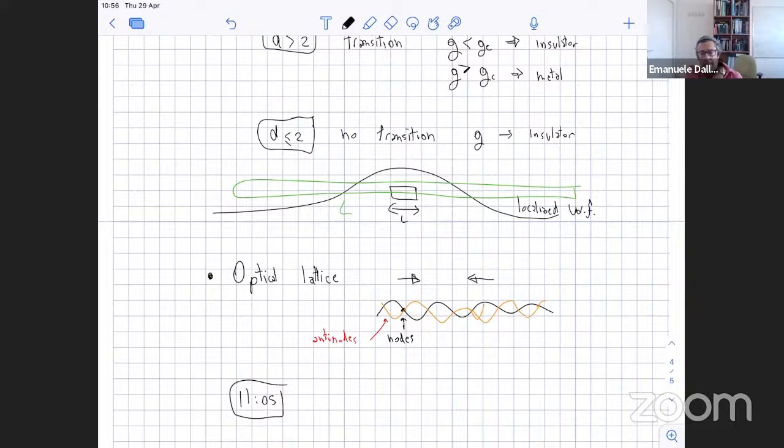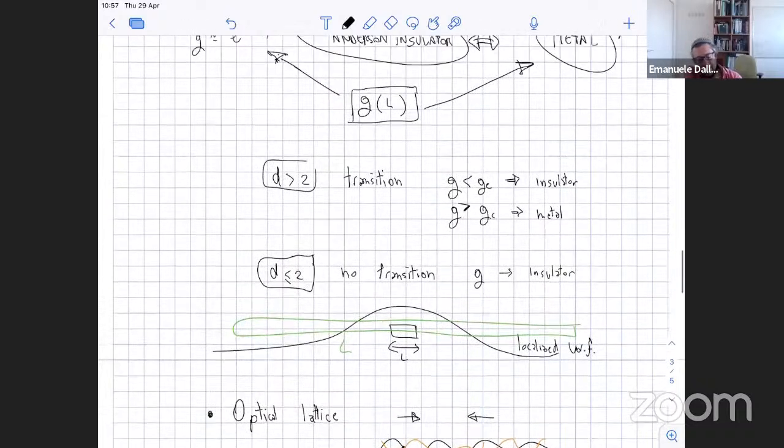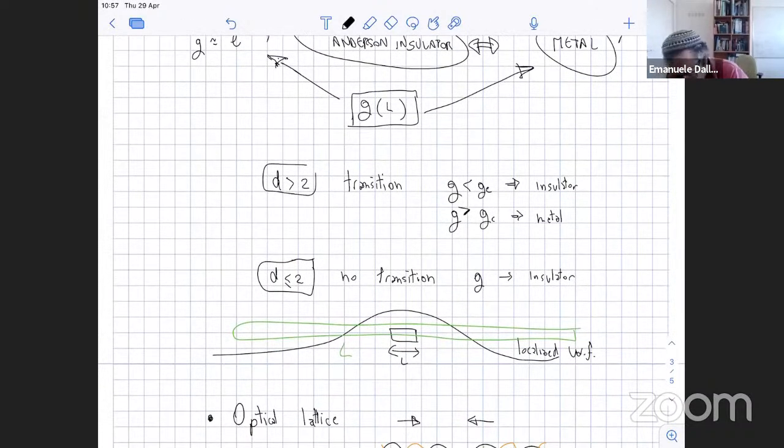Emmanuel, can I ask a question? Yes, please, Jonathan. About the transition between Anderson localization and metal. The condition about G being smaller or larger than G critical: if G depends on the length at any time, what does this G mean? Okay, very good, excellent. You're very right. So this is G0, okay?